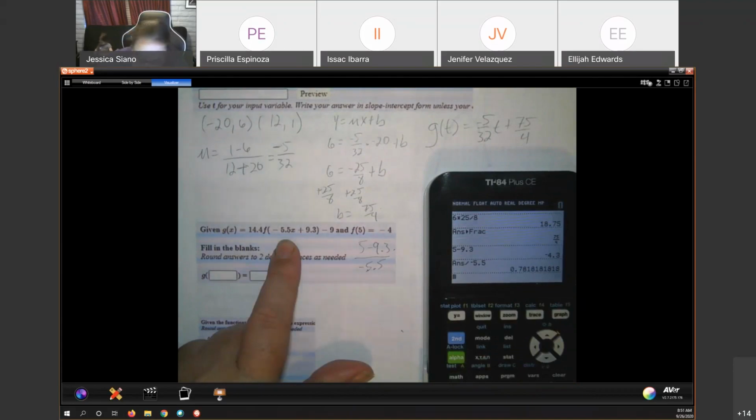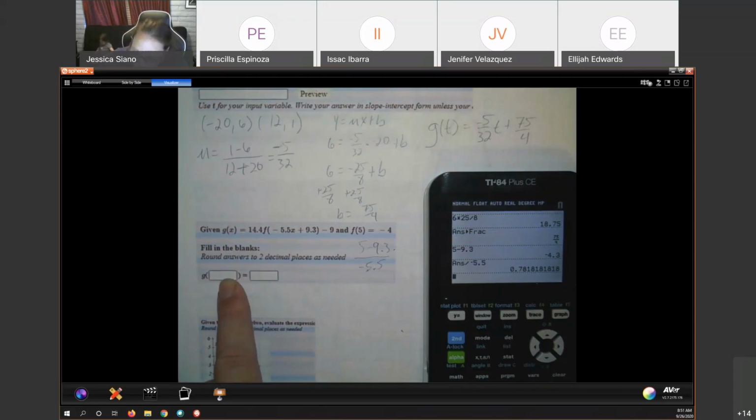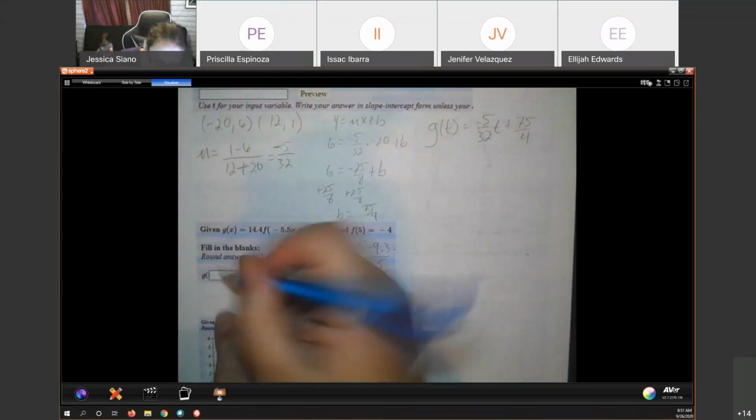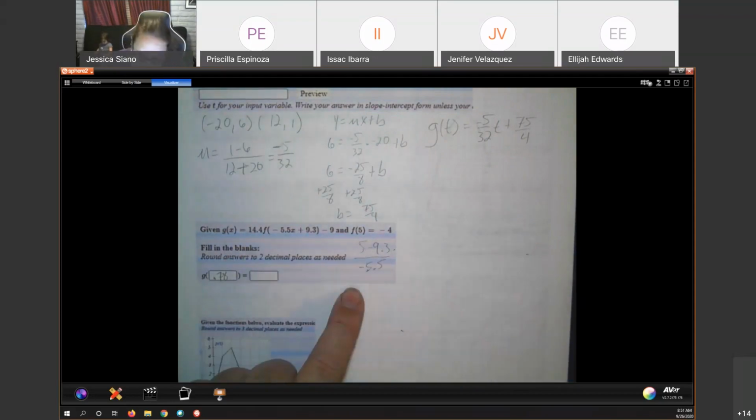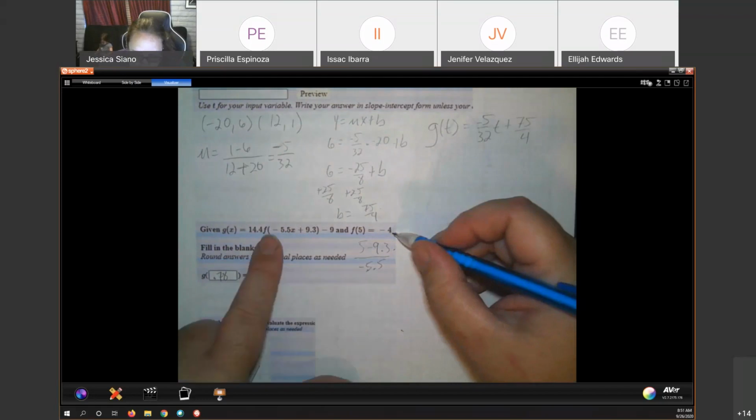Okay? So 5 minus 9.3 divided by negative 5.5. Oh, they have decimals, so I guess we can put decimals. 0.78. And then for the outside, you do the right order.